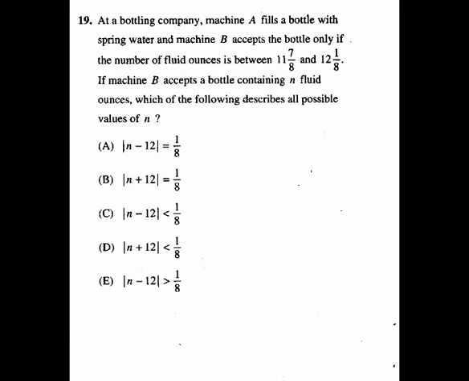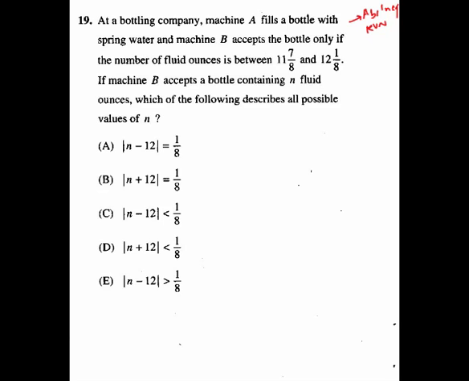Number 19, looking at the answers, it's going to be an absolute value inequality type problem. And then because there are numbers or variables in your answers, it might also be replacing variables with numbers, but most likely absolute inequality is going to win here.